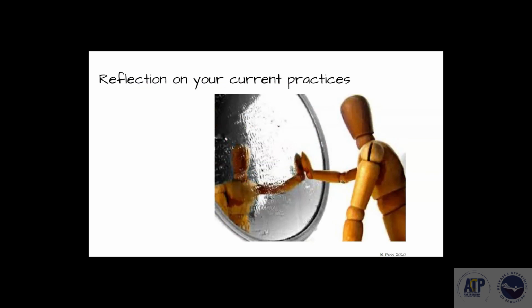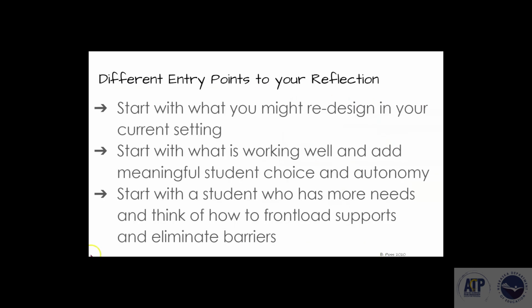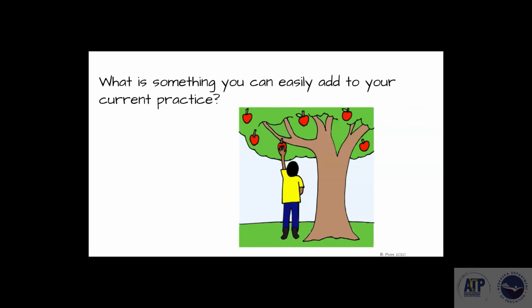Let's take just a moment to reflect on your current practices in terms of the social environment. Choose one of these entry points for your reflection. What might you redesign in your current setting? What is working well? And how could you add more meaningful student choice and autonomy? Or consider a student who has more needs and think of how to front-load supports and eliminate barriers. As you return to your classroom, think of some low-hanging fruit. What is something you can easily add or change about your current practices?